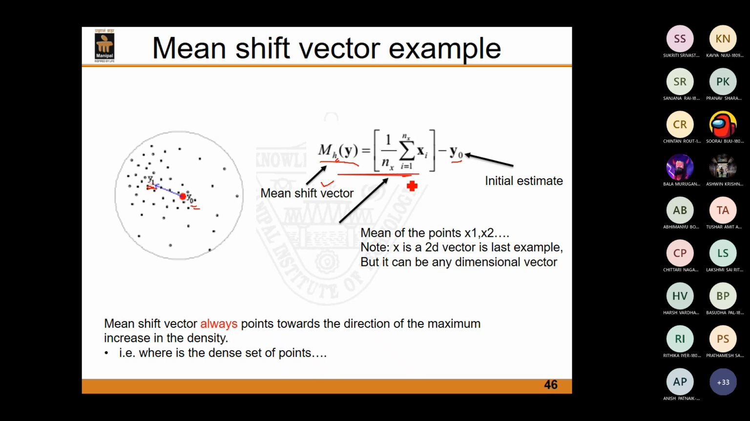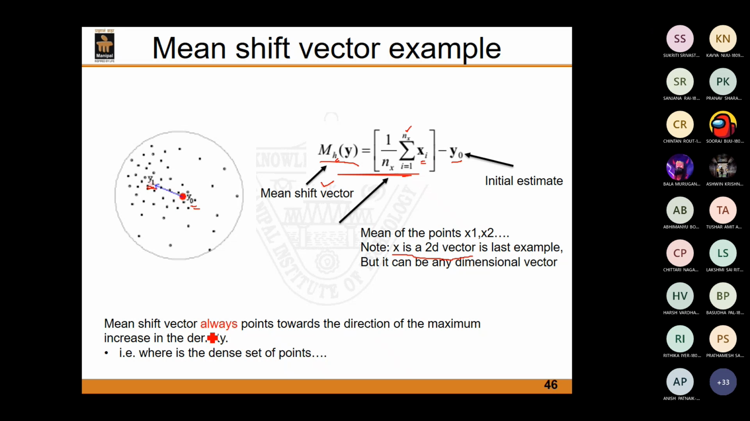So when I'm saying the present estimate, how that is calculated is we take the mean of all the data points present within the particular circular region of interest, and the data points you can represent by xi, assuming that there are nx points within the region of interest we are considering. And as I said earlier, in this example we are just considering a 2D vector for the data points, but the data points can be any dimensional vector. It can have any dimensions, okay.